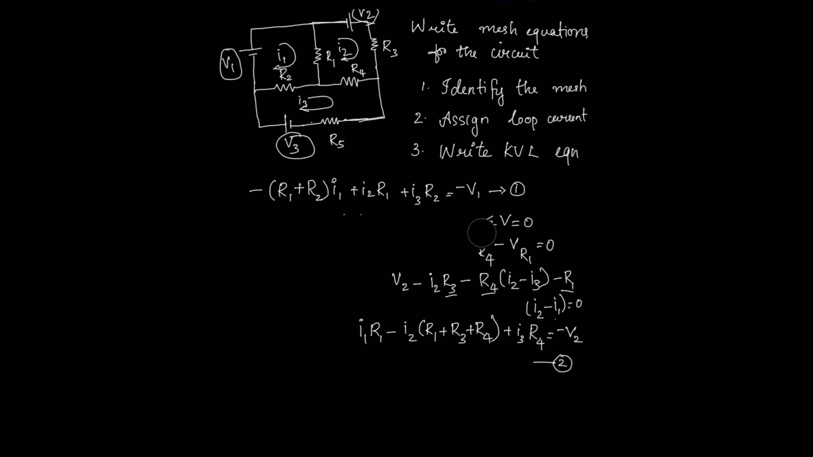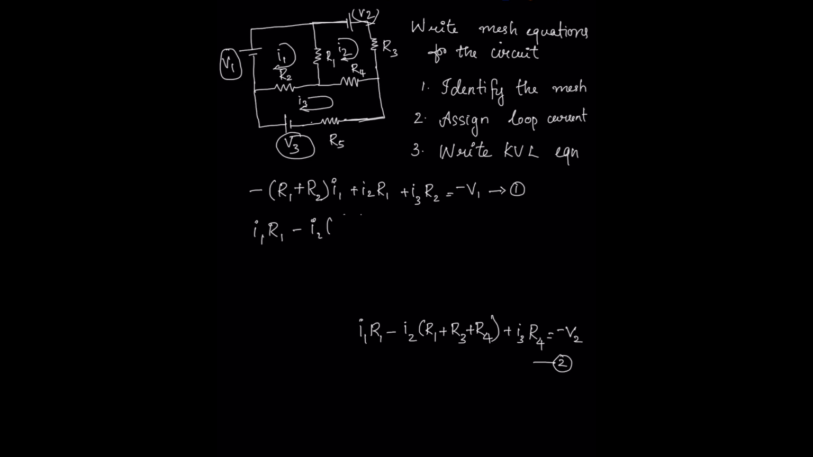Now let's move to the third equation. Let me write it here. That is I1 R1 minus I2 into R1 plus R3 plus R4 plus I3 R4 is equal to minus V2. So this is our second equation.